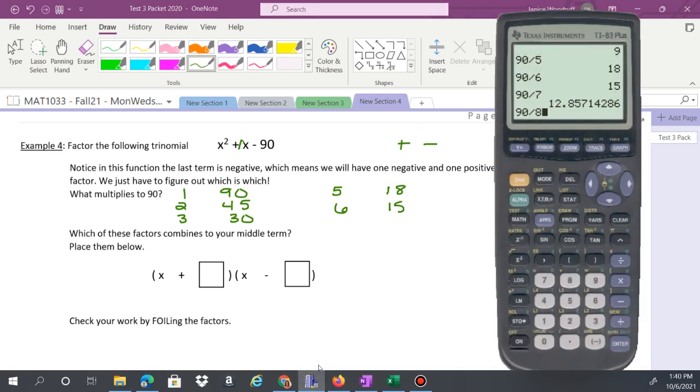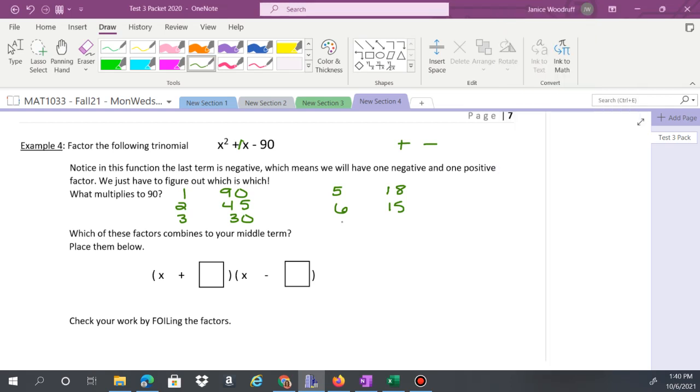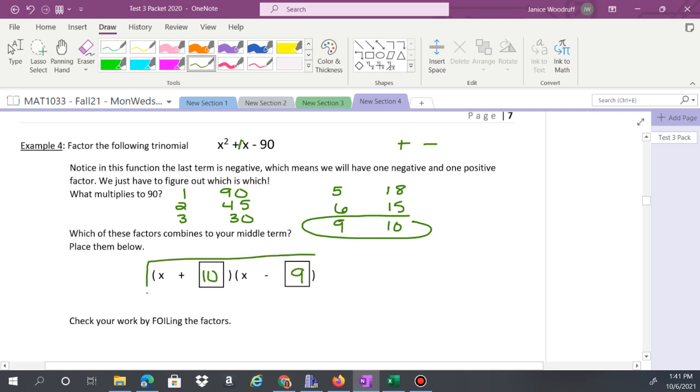No, no, 9 and 10. The next number is 10, which is on this side of the list. So once you get to that side of the list, then you're done with all the factors. This is everything that multiplies to 90. Any of these have a difference of 1? 9 and 10. And we want a positive 1, so am I going to do 10 minus 9 or 9 minus 10? 10 minus 9, so x plus 10, x minus 9.